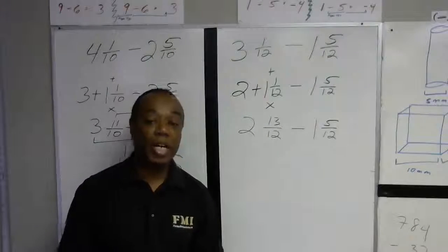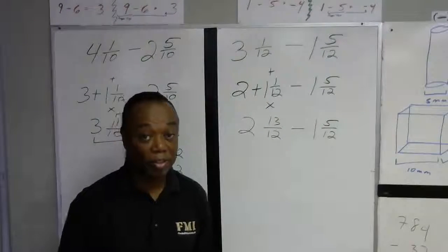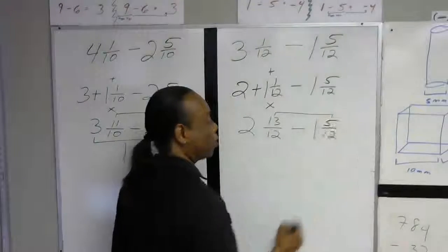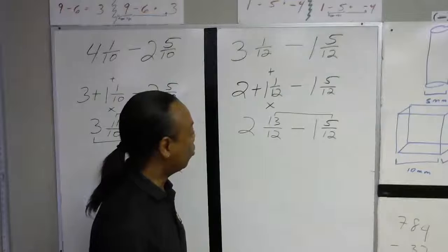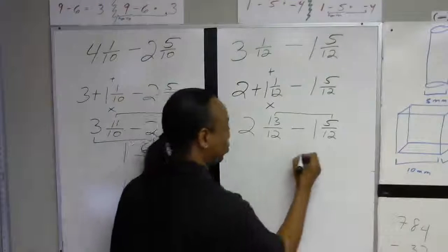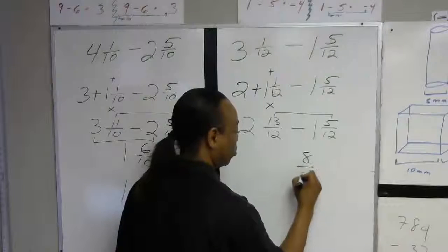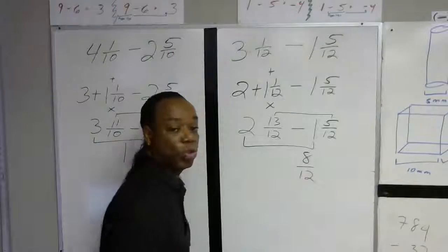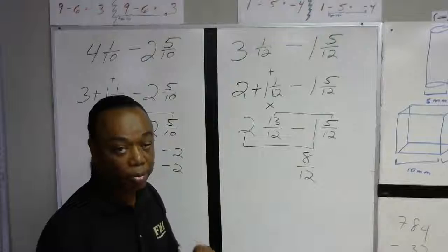Okay, now I can subtract my fractions. 13/12 minus 5/12 will give me 8/12. And the whole numbers, 2 take away 1, leaves us with 1.